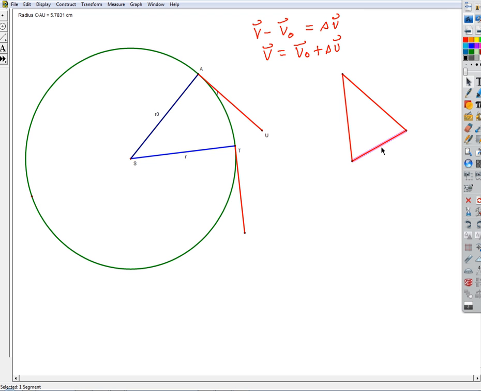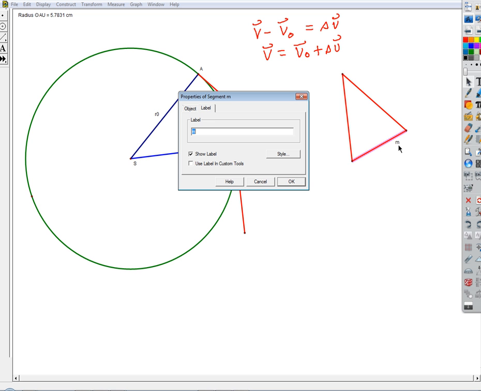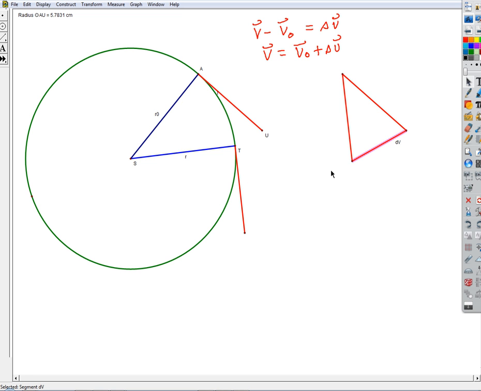Let's label this one. Okay, let's call that delta V. They already have it as... I know. Let's call it dV for delta V. Yes. You got a D in there.